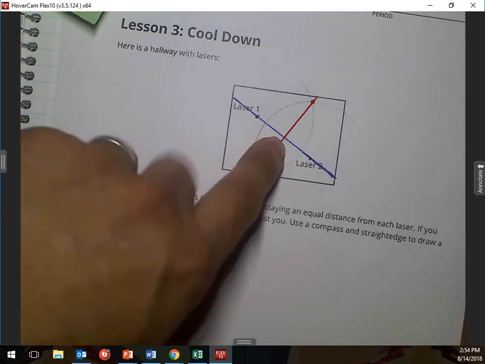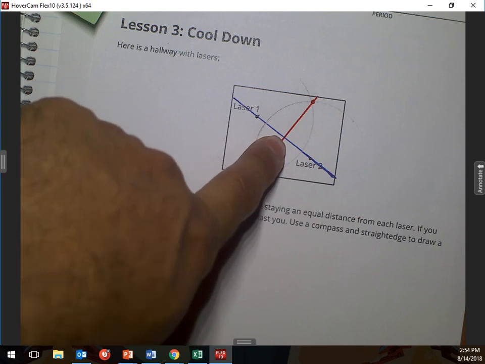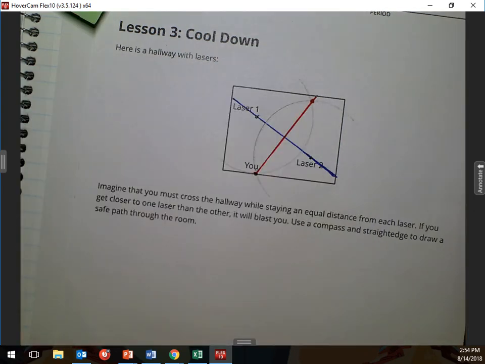So right here, we have that person that was standing right in the middle. Right, Kevin? Yes. Okay. Then we also had people way at the end, right? Everyone along that line was equidistant.